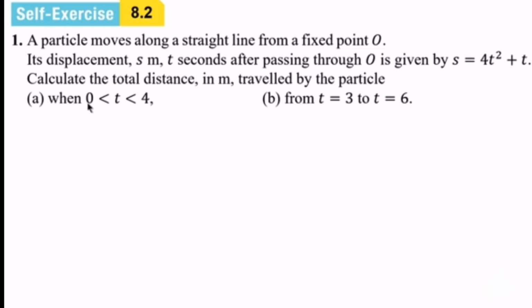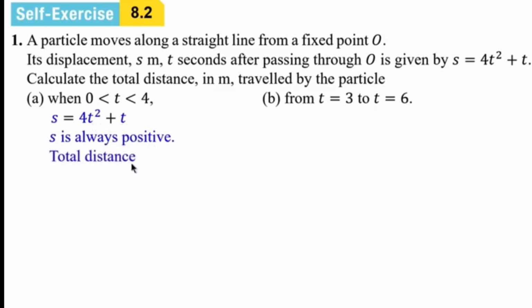Let's see question self-practice 8.2. A particle moves along a straight line from a fixed point O. Its displacement s meters, t seconds after passing through point O, is given by s equal to 4t squared plus t. Calculate the total distance in meters traveled by the particle when the time is from 0 to 4.